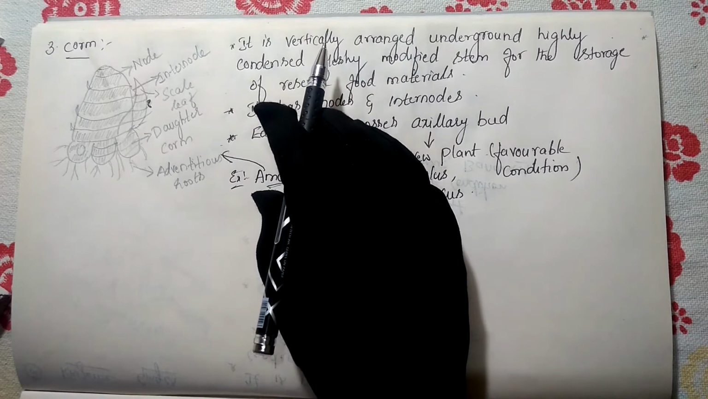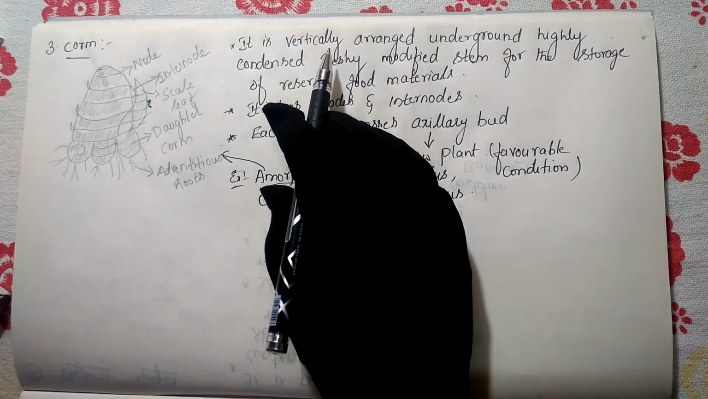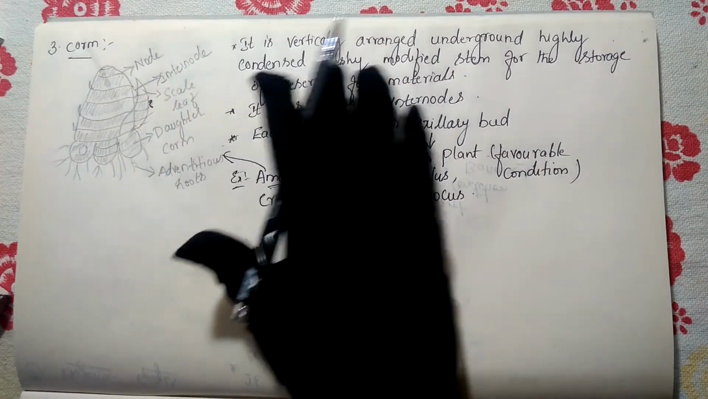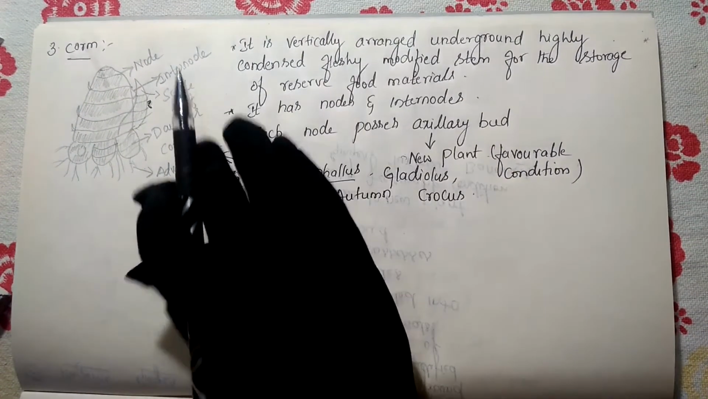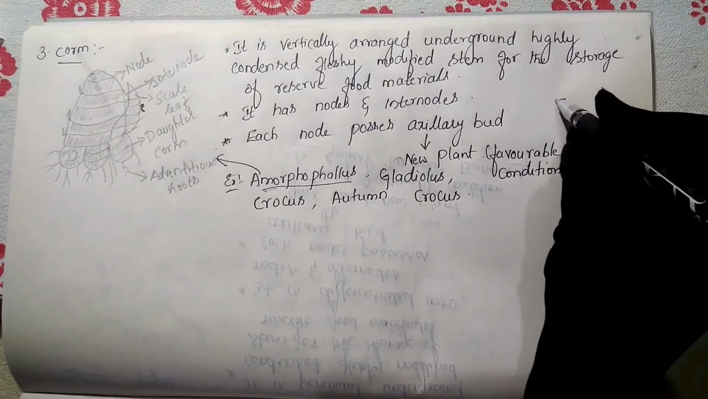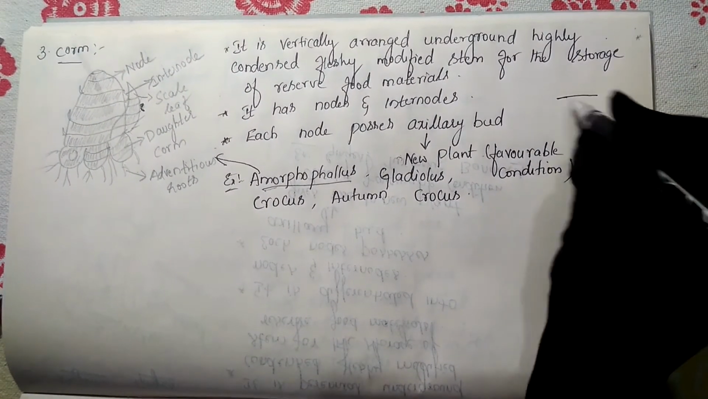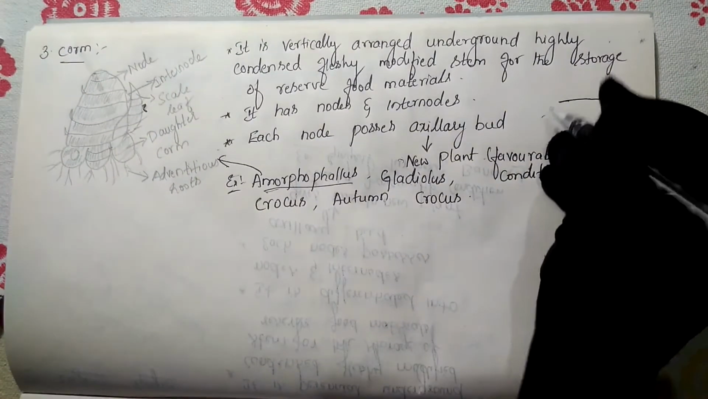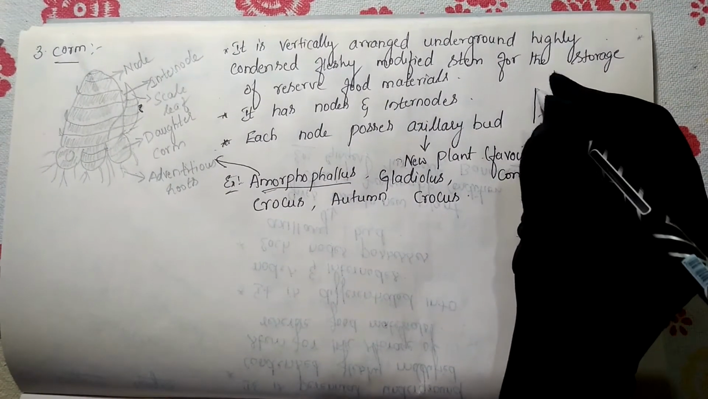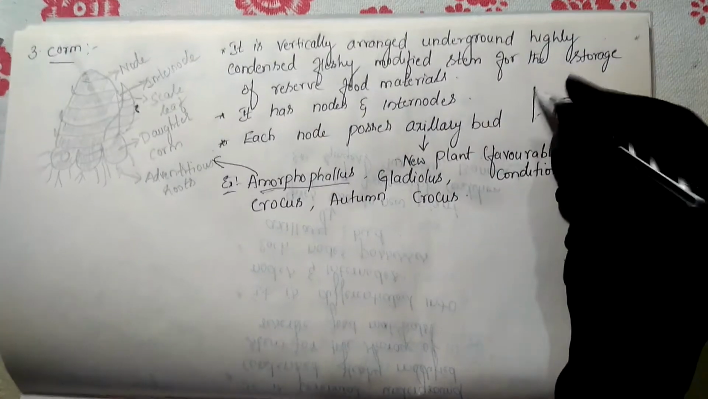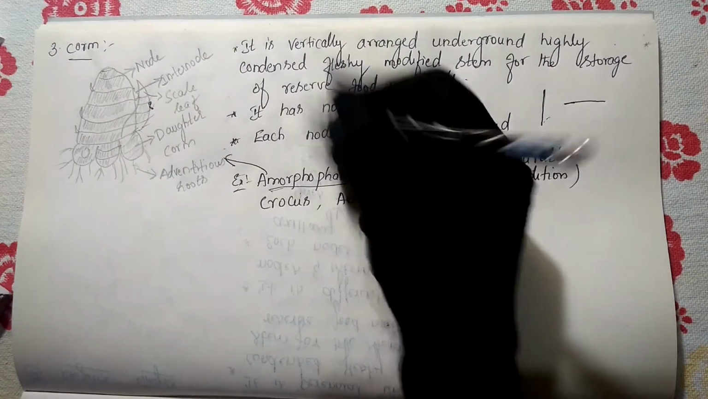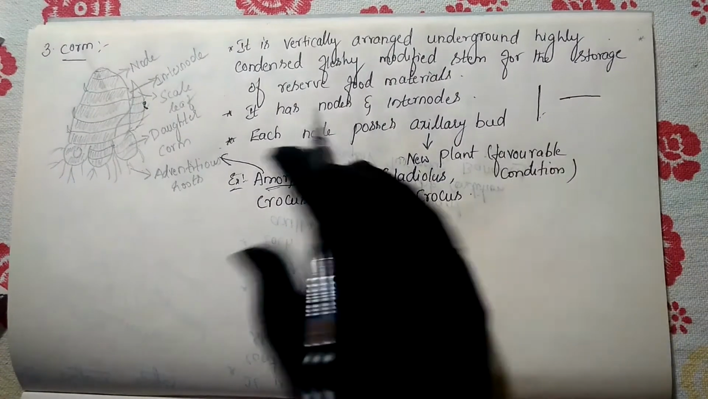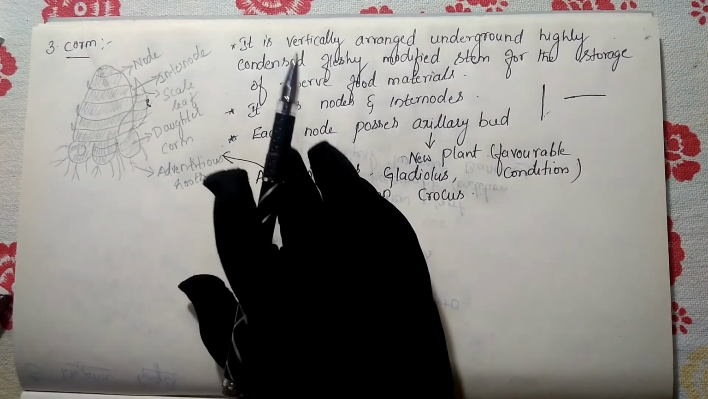In the previous class we discussed the rhizome. Rhizome will grow in a horizontal manner. Horizontal means a sleeping line, like this. So the rhizome will grow in this horizontal condition, but this will grow in a vertical condition. Vertical means like this standing line. Like this it will be growing inside the soil.